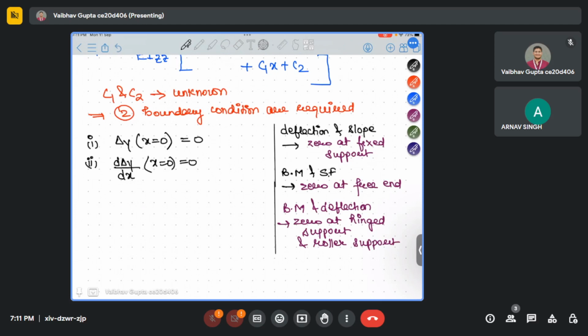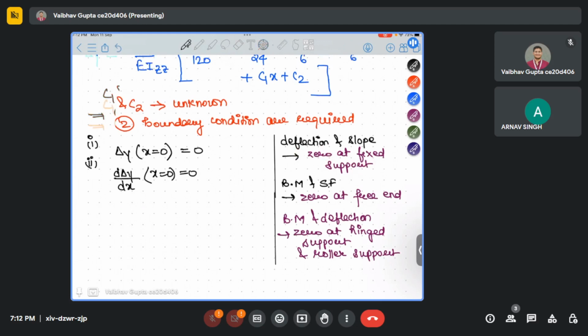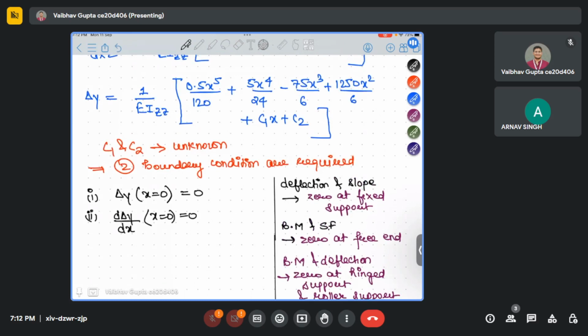So here for fixed support, deflection will be 0 and slope will be 0. Deflection and slope will be 0 at fixed support, where the value of x will be 0. So after putting x equal to 0 in delta y, what will we get? From this, c2 equal to 0. And after differentiating the expression, you will get c1 equal to 0. I won't derive, you derive and check it.